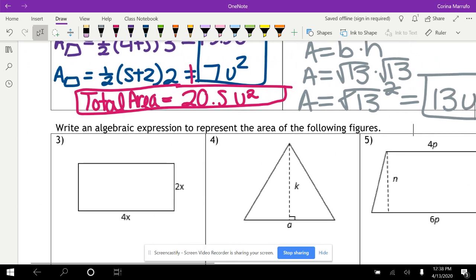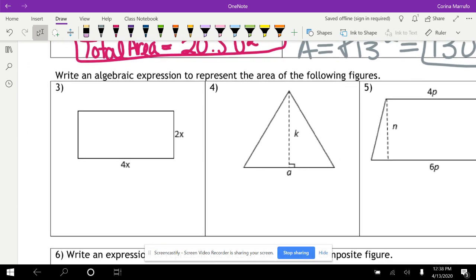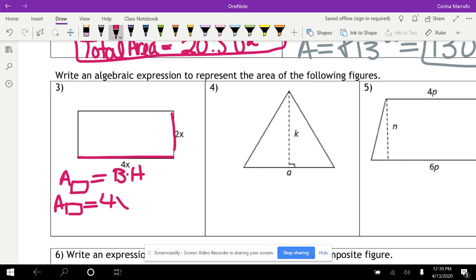It says, write an algebraic expression to represent the area of the following figures. So here, our first example, we have a rectangle. So the area of the rectangle, our formula is base times height. And so our base is 4x and our height is 2x. So the area of our rectangle is going to be 4x times 2x.